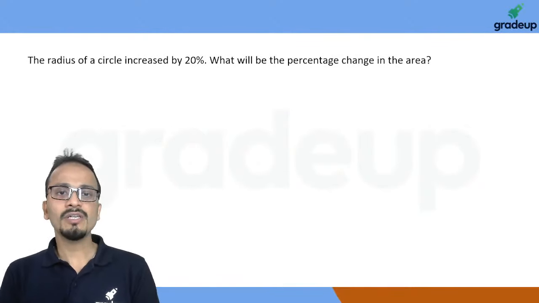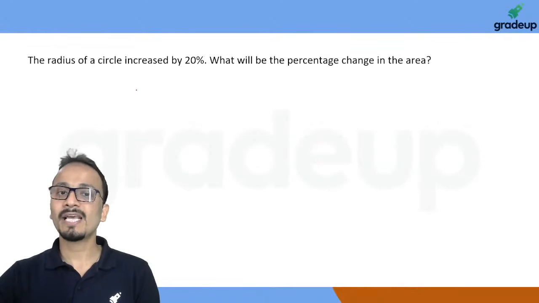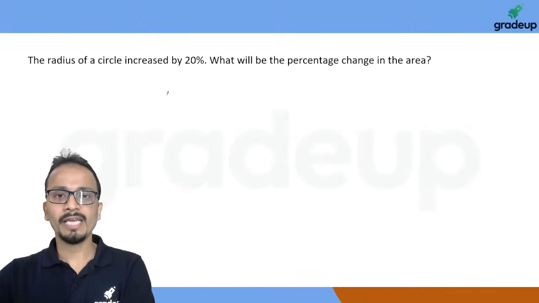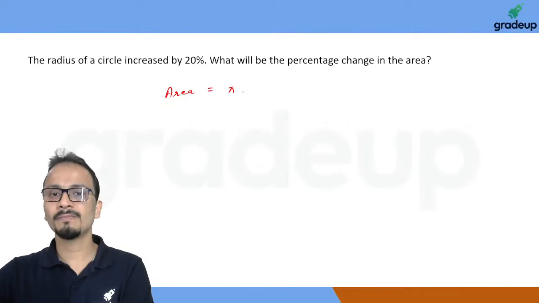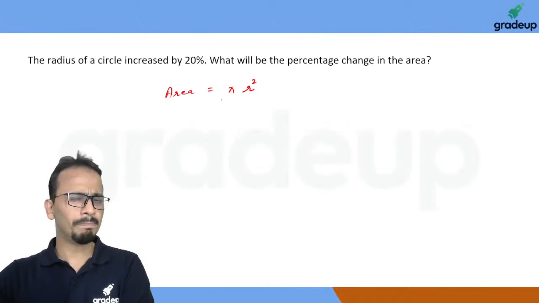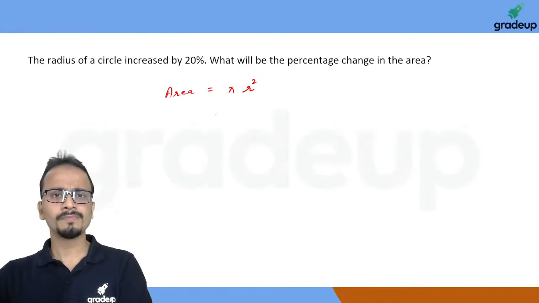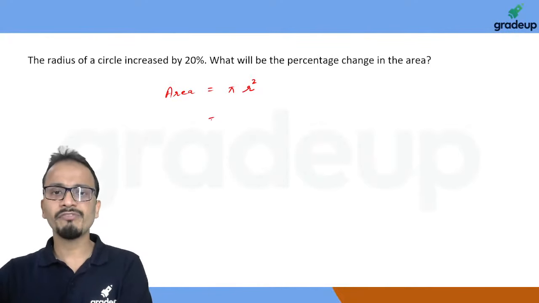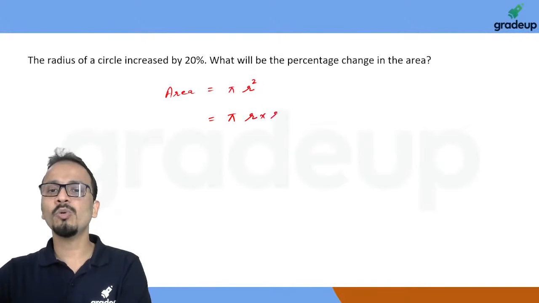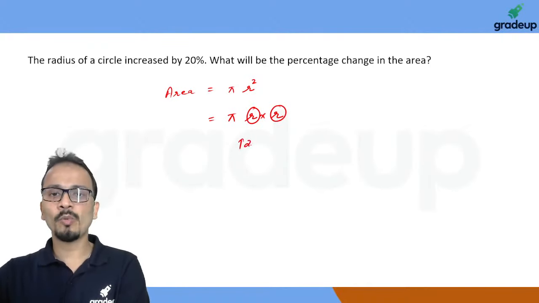The radius of a circle increased by 20%. What will be the percentage change in its area? Now, area of a circle, I hope all of you must be knowing the formula pi r square. Now, pi is a constant, so obviously the value of pi will never change. So if I'm increasing the radius of the circle, we have to see the effect on the area. So I can say area is pi r into r. So again, r and r are getting multiplied. There is an increase of 20% here.